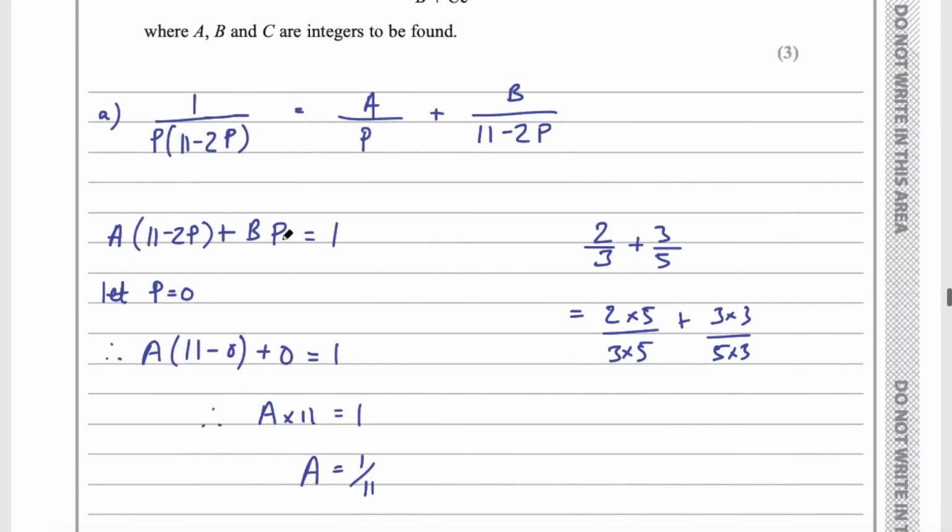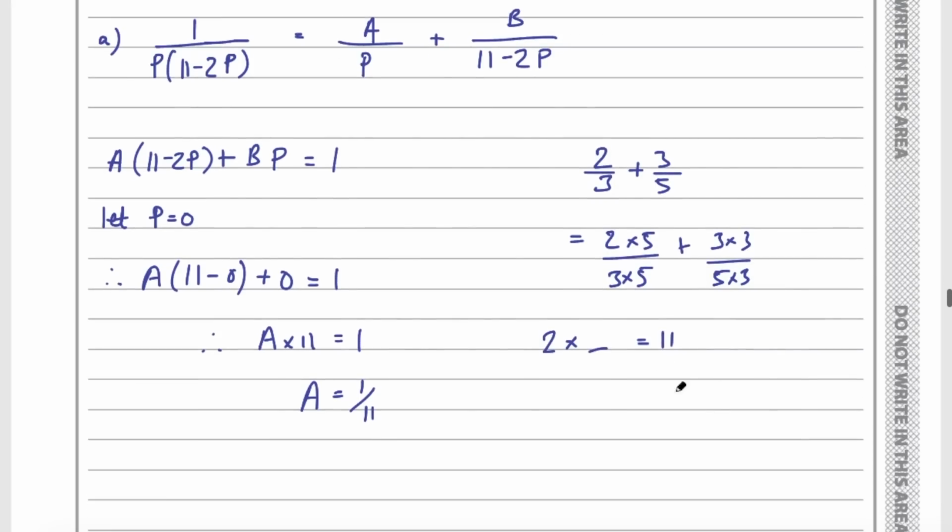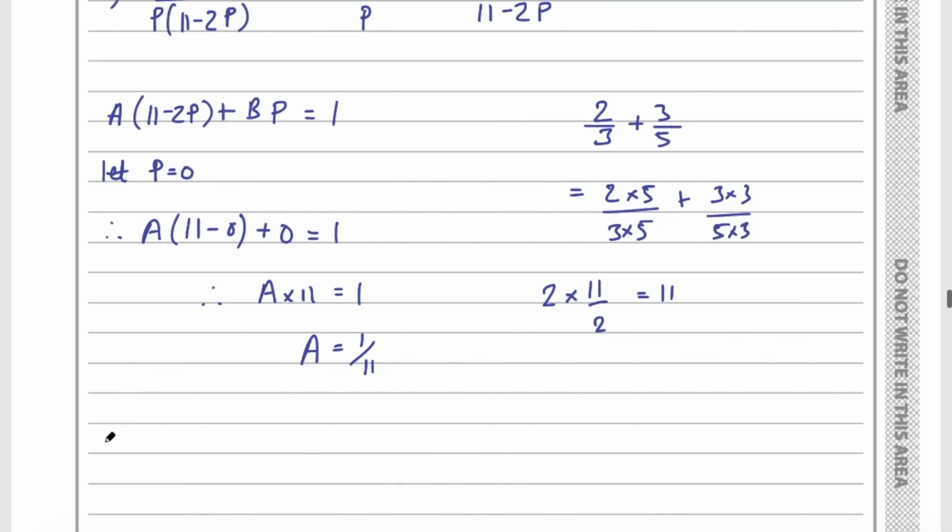Now we want to find b. So how can we get this part to equal 0? Well, 11 minus 2 multiplied by something needs to equal 0. So 2 multiplied by something needs to equal 11. 2 multiplied by what equals 11? This will be 11 on 2. So those 2's will cancel out. We'll just be left with 11. So we need to let p equal 11 on 2 now.